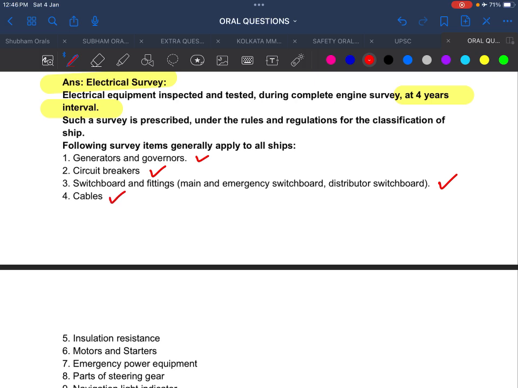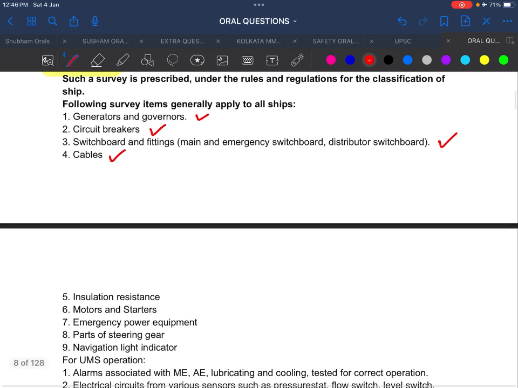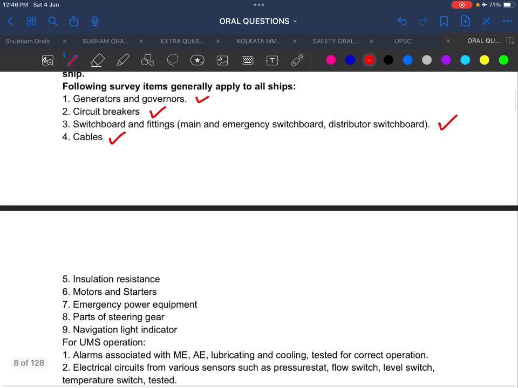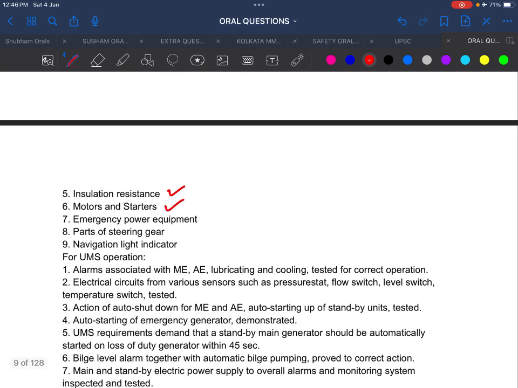They check all the cables, basically the insulation of the cables, and the insulation of the motors also. They will ask you for the insulation resistance report. You are checking all the motors, so when we are checking, give me the megger report. Basically we are sending it every 3 months. So these are basically the things. The insulation resistance I already told. They ask about the insulation resistance, motors and starters.